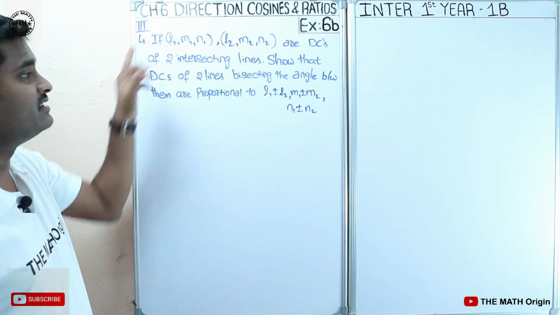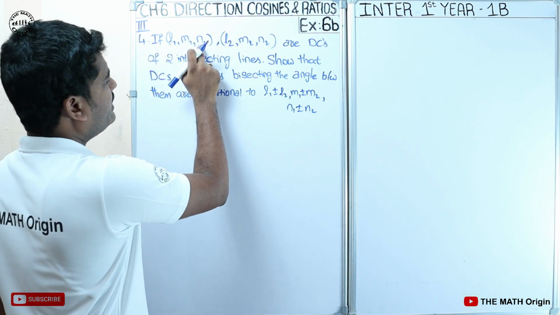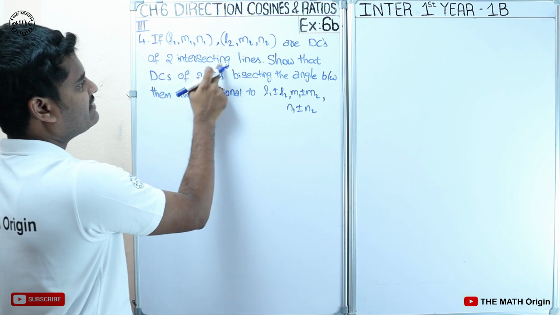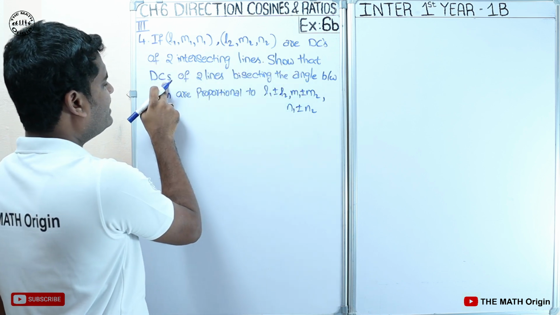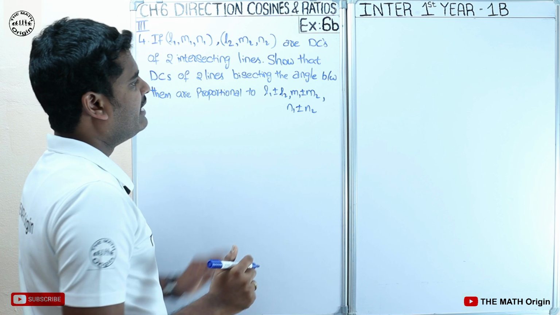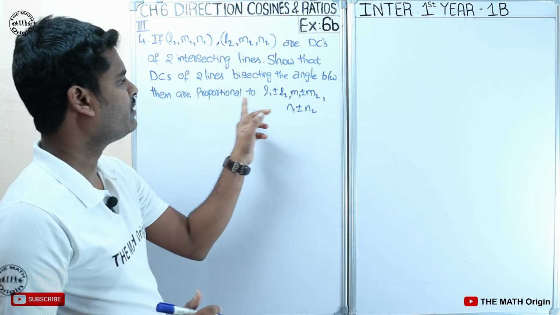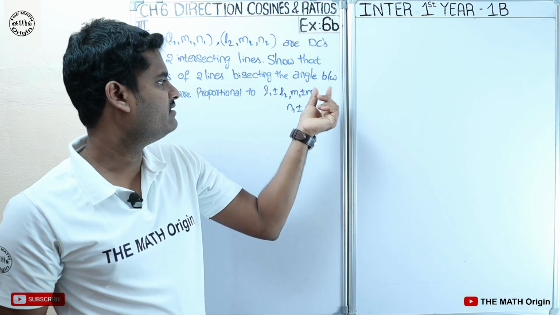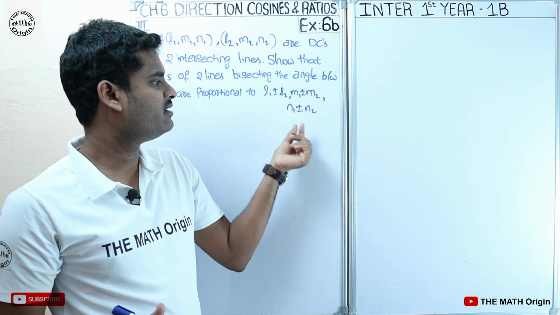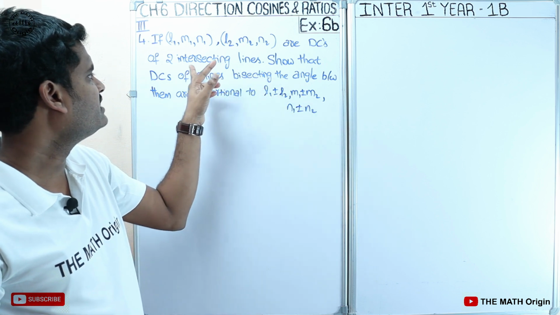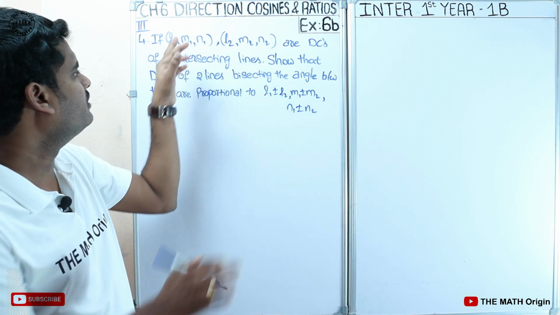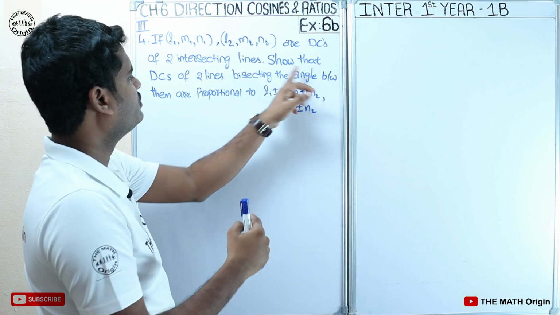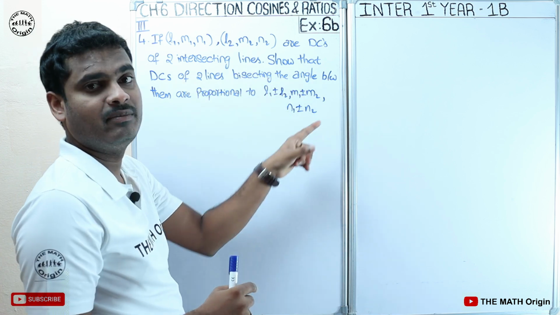Fourth question from the third section: if L1, M1, N1, L2, M2, N2 are direction cosines of two intersecting lines, show that direction cosines of two lines bisecting the angle between them are proportional to L1 plus or minus L2, M1 plus or minus M2, N1 plus or minus N2. Okay, first we need to understand what these two given points are doing, like show that bisecting angle between those two lines.